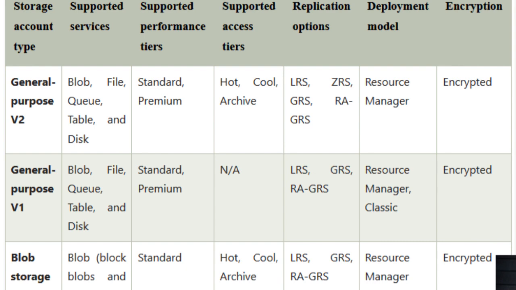GRS, Geo Redundant Storage. To protect our data against region-wide failures, we can go for Geo Redundant Storage. In this case, the data will be replicated in the paired region within the geography. And if we want to have read-only access to the data that is copied to another region, then we can go for RAGRS, Read Access Geo Redundant Storage. We can get different things in terms of durability, as we can see in the table below.